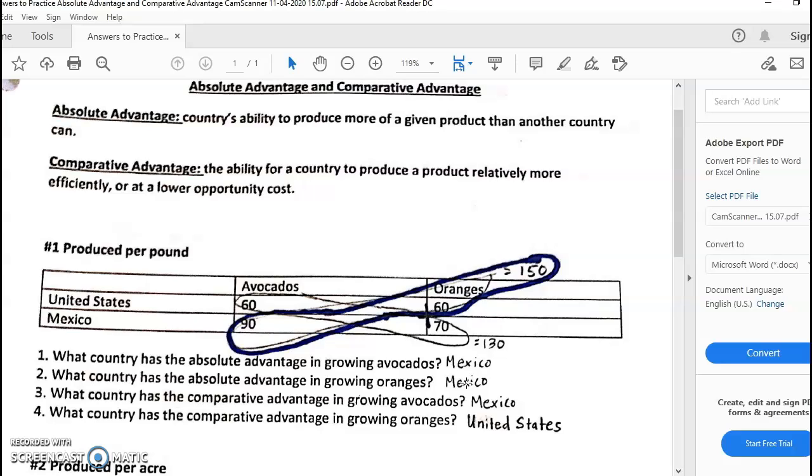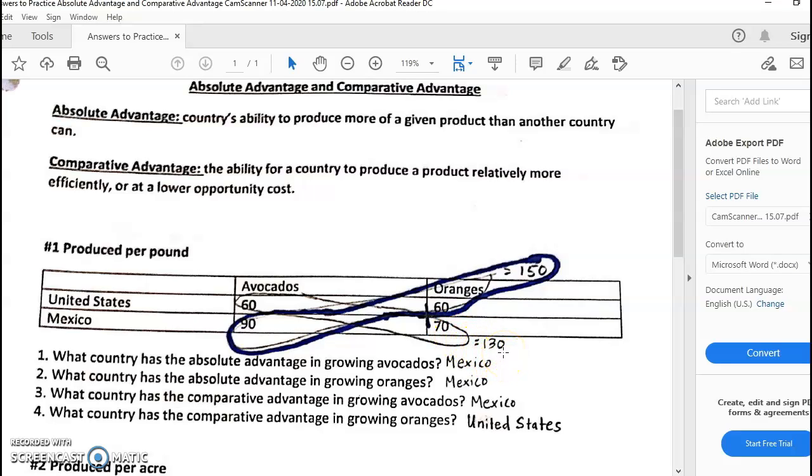Now I'm going to give you guys a real simple way to figure out comparative advantage. So let's see here. What I did is I took 90 plus 60, and that gives me 150. So that combination of 90 plus 60 gives me 150. All right, and now I'm going to look at the other combination. I've got 60 plus 70, and that combination gives me 130.